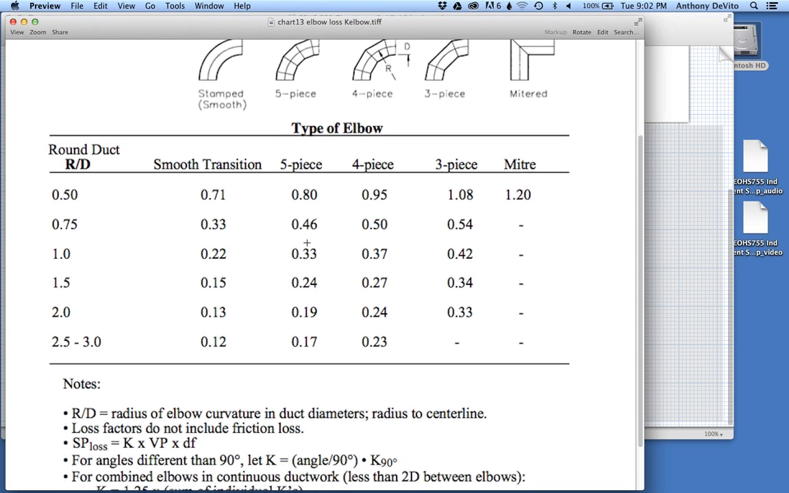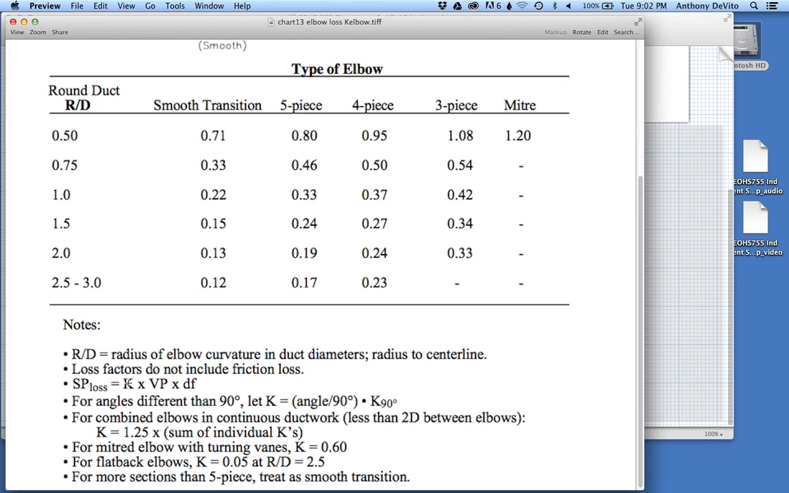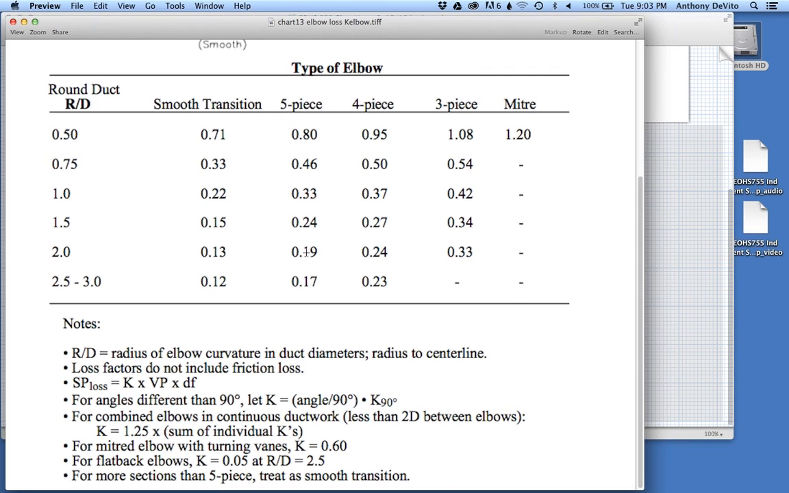This K value is the number that we would multiply the velocity pressure by to figure out how much static pressure loss in inches of water that we would have. The velocity pressure would be in inches of water. K is unitless. The density factor we would only use if it's not standard temperature and pressure. And we would be able to calculate our static pressure loss. So we don't have to do anything exotic. We just have to go to a chart to look this up to calculate that static pressure loss.